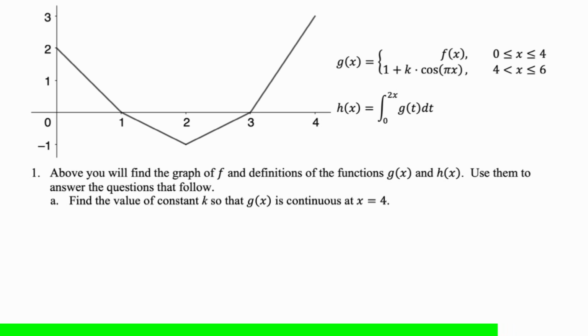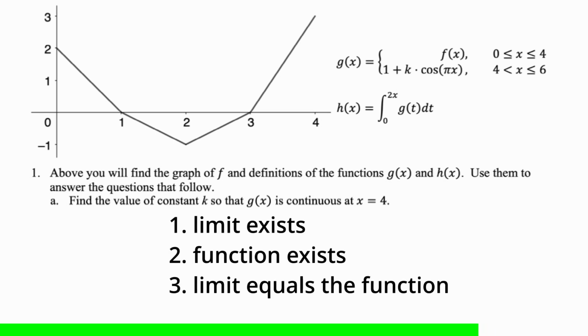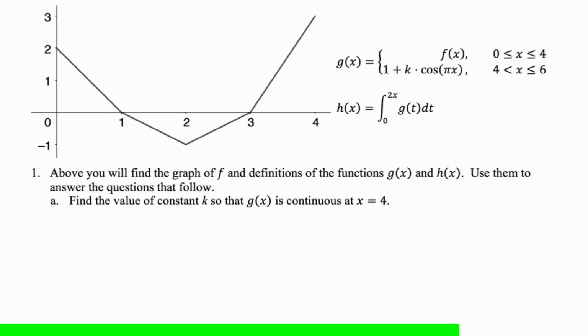Find the value of k so that g of x is continuous at x equals 4. So continuous means the limit exists, the function exists, and the limit equals the value of the function. For the limit to exist, we need the limit from the left to equal the limit from the right. So I'm going to start off with the limit as x approaches 4 from the left of g of x. Now we look at the definition of g of x, and if you are to the left of 4, you are supposed to just use whatever f is. So this will be the same as the limit as x approaches 4 from the left of f of x.